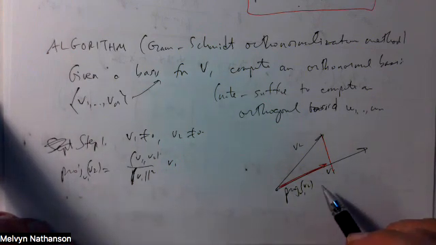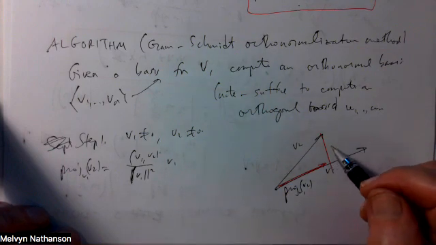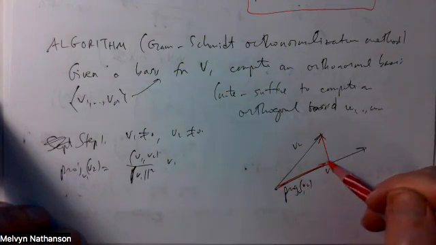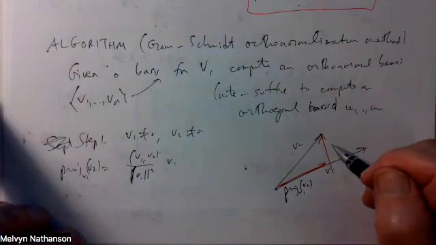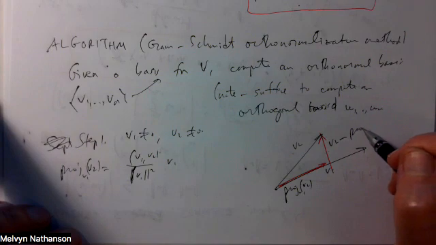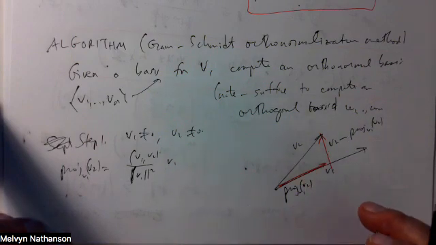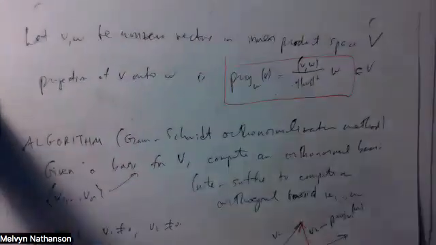That's this. Now, suppose this vector, I take this plus this to get V2. This vector is going to be V2 minus the projection of V2 in the direction of V1. If I add this and this, I get V2. And let me draw a picture to make this a little bit clearer, I hope.